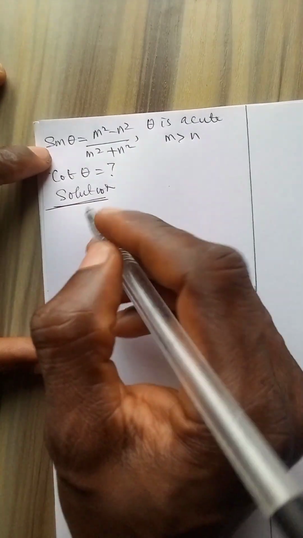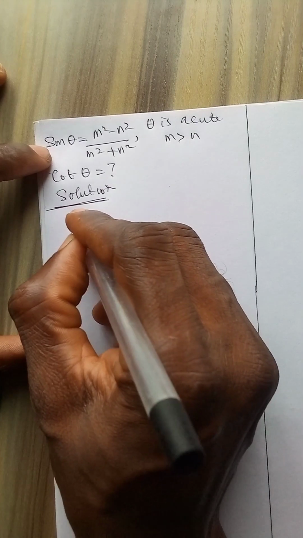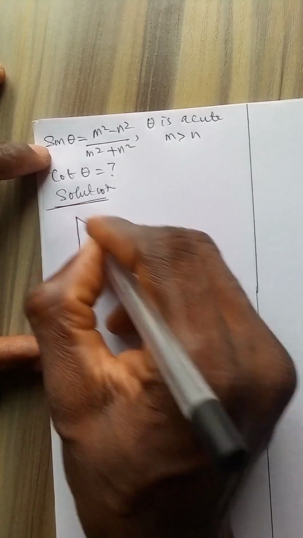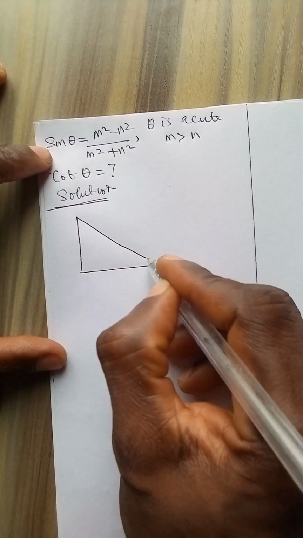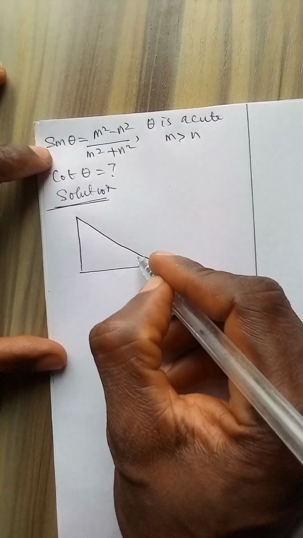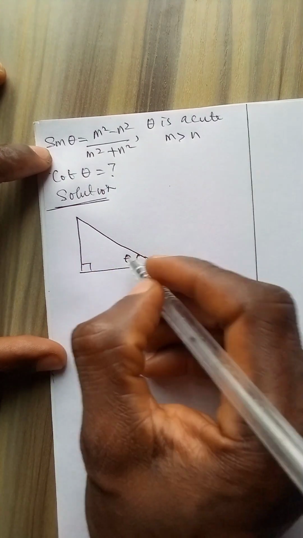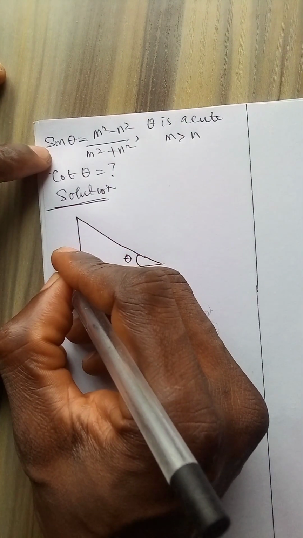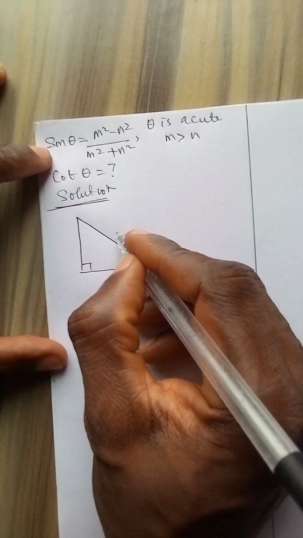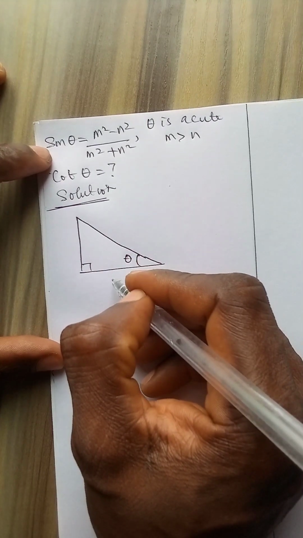I am going to use two methods to solve this problem. The first one is by applying Pythagoras' theorem. Let us assume that here is theta and this is a right angle triangle. Now, here is the opposite side and here is the hypotenuse side, while here is the adjacent.